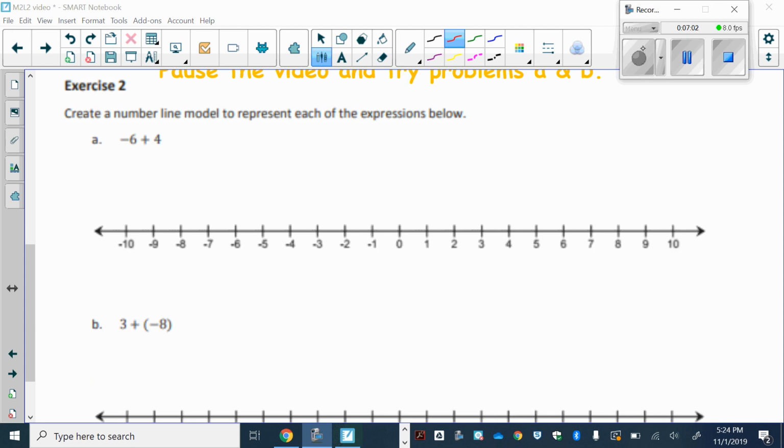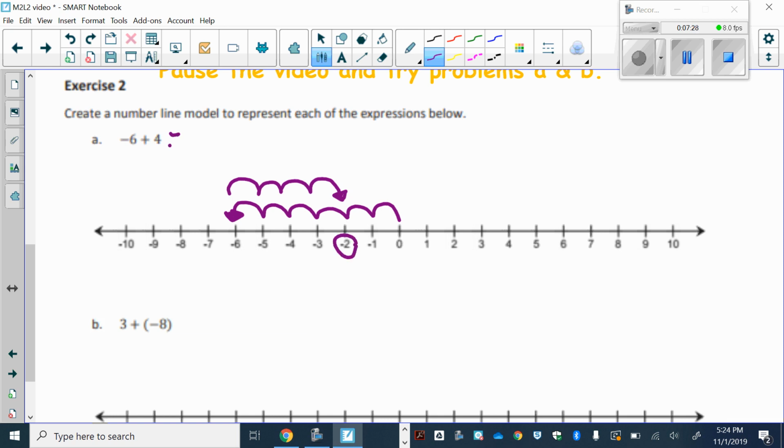So -6 plus 4, I'm going to go to the left 6. 1, 2, 3, 4, 5, 6. Starting where I stopped, adding on +4, so I'm going to move to the right 4. 1, 2, 3, 4. Remember your arrowheads. I stopped at -2, so the answer is -2.